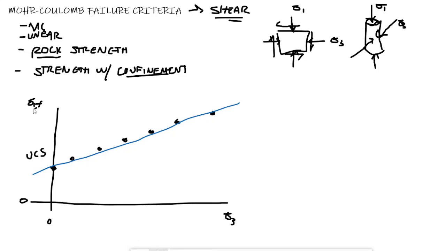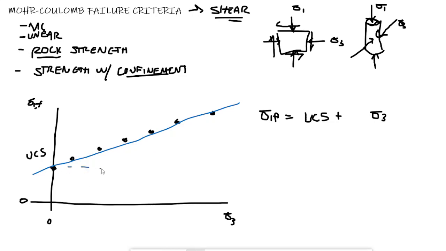So we're going to have our dependent variable, our sigma 1f. We'll say sigma 1f is equal to, what is it equal to? We have the y-intercept, the UCS. That would be the b in our y equals mx plus b, right? And then plus something times sigma 3. So we'll have sigma 3, and then the slope of this line is what's going to be important, right?